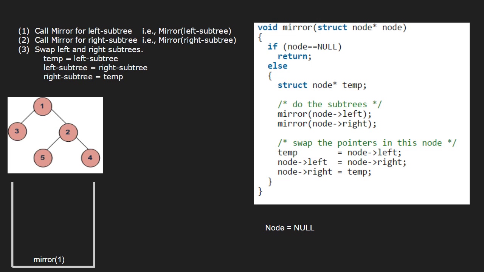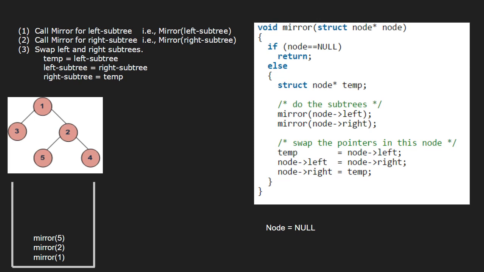First, 2 will be passed in node. Since 2 is not null, we enter the else part. Again, we call the left subtree of 2, which is node 5. As you can see, node now points to node 5. Now we pass the left subtree of node 5. The left subtree of node 5 is null, so null is passed. Since node is null, we return to the call stack.